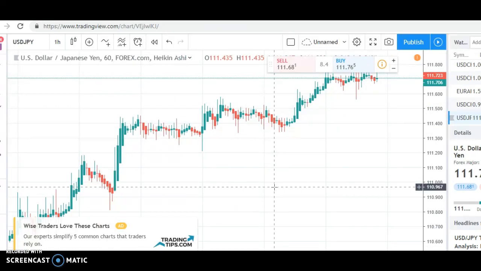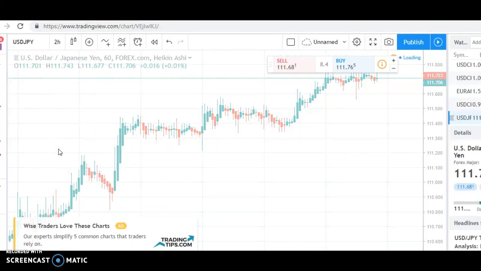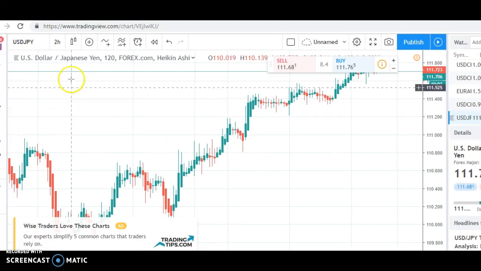Here's the JPY. Let me check the time frame and see. 2 hours time frame. Let's see what happens. Let's see 1 day.